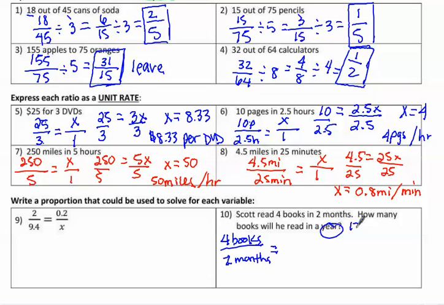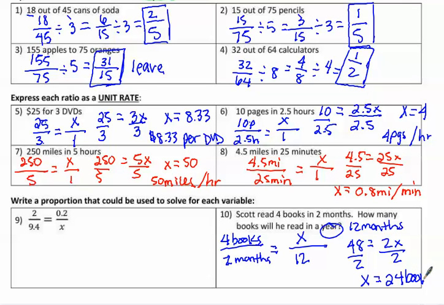For a year, there's 12 months in a year. So instead of over 1, you're going to put over 12. Since this denominator is in months, you want this denominator in months. And how many books? Cross multiply and solve. 4 times 12 is 48. 2 times x is 2x. Divide each side by 2 to get an answer of 24 books for 1 year.